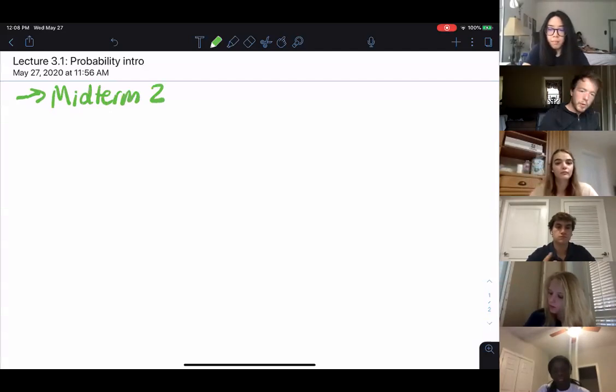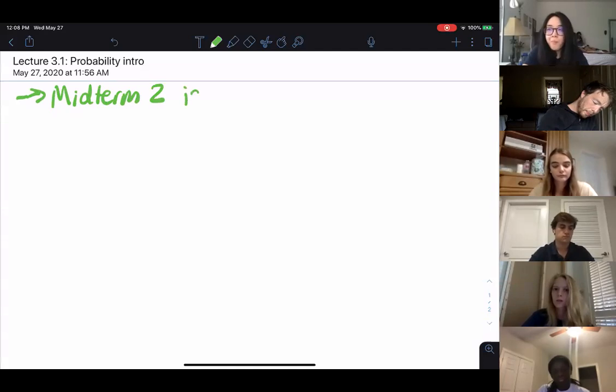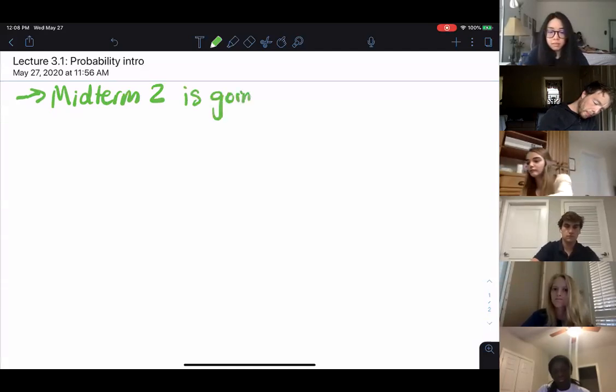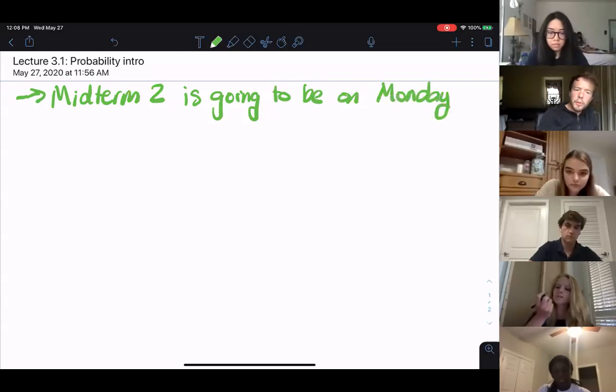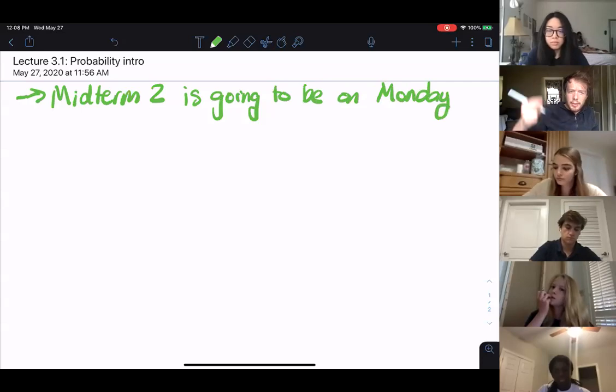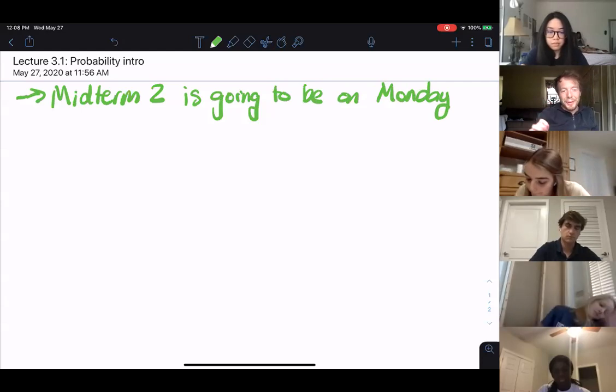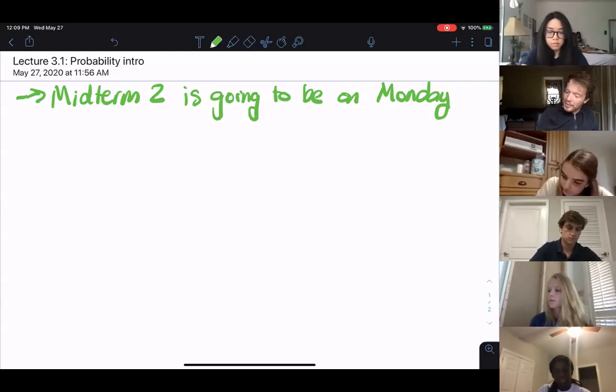Midterm 2 is currently scheduled for a Friday. I want to say it's like the 5th or the 6th, and I want to move it to that Monday afterward. I think it's a good thing to give you all the weekend to study, and I think a midterm on a Friday is not going to give you enough time to really think about what we've gone over in practice. So I want to move it to Monday, June 8th.